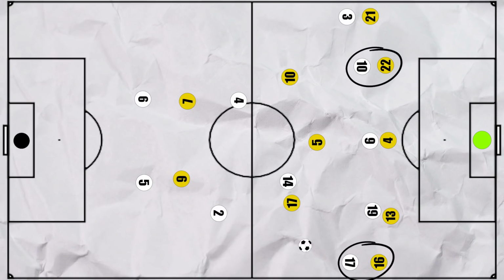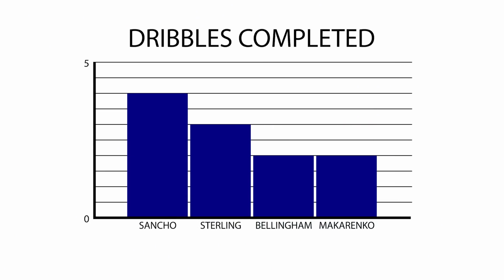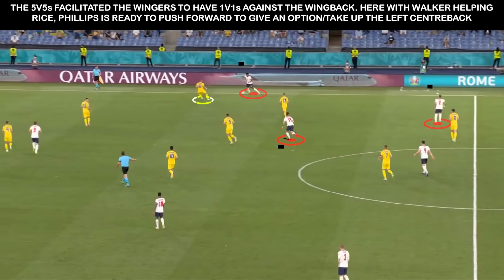As a result, their tricky wingers will be able to get many 1 versus 1 situations against the wingbacks or wider centre backs and could take them on, completing 4 and 3 dribbles each.